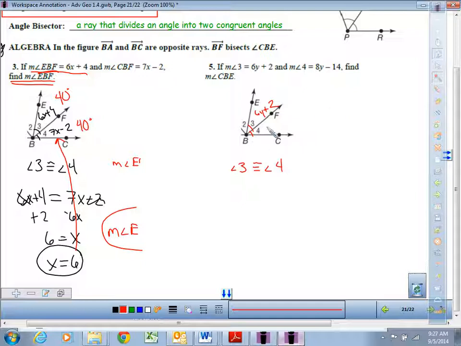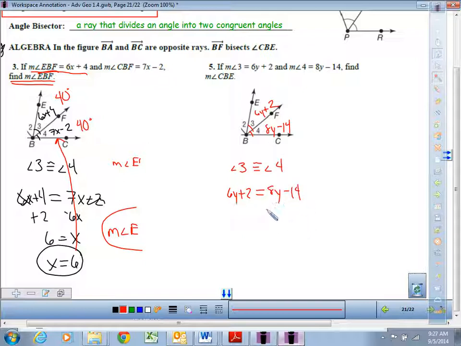And angle 4 is 8y minus 14. Right here we knew that these two angles were congruent, so these two measures will be equal because it's a bisector. So angle 3, which is 6y plus 2, is equal to angle 4, which is 8y minus 14.